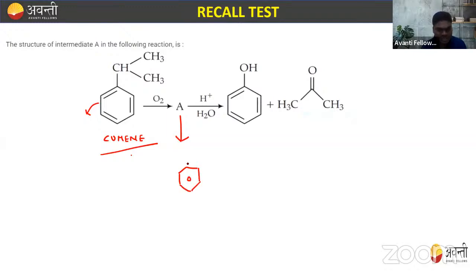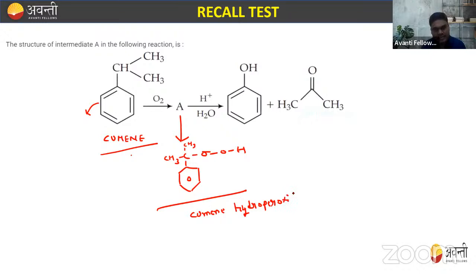So how will you draw the structure? The structure looks like this: this is C, this is CH3, this is again CH3. And here we have two oxygens with a peroxide linkage, right? So this is the structure of cumene hydroperoxide. So the structure of intermediate A in the following reaction is this.